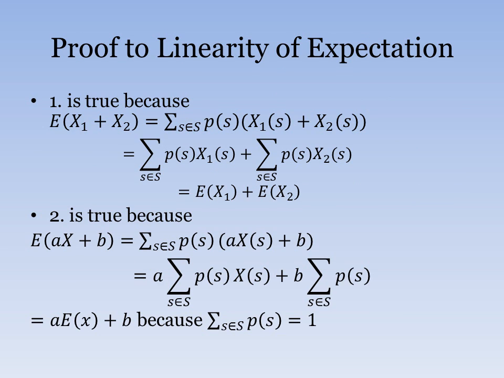So here is a proof of the linearity. Here we're proving that expected value is the sum of the expected values. As you can see, this is the random variable X1 plus X2. So this equates to the sum of the probability of s times X1(s) plus X2(s). And then we could split this sum into two sums, probability of s with X1, probability of s with X2. And then these two sums are just the expected values. So, thus this is true.